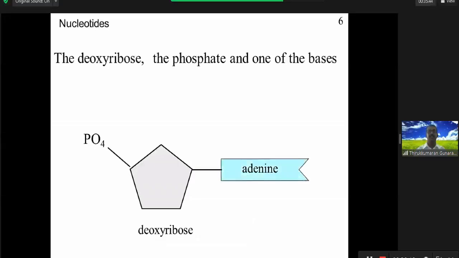Then the deoxyribose, the phosphate, and one of the bases, adenine. This base may be this. Everything is the same in the nucleotide, phosphate group and deoxyribose, but this base may be adenine, thymine, or cytosine, or guanine. They combine to form a nucleotide, so they will join together. This is the nucleotide. Then they will join in a chain, isn't it? Nucleotides.